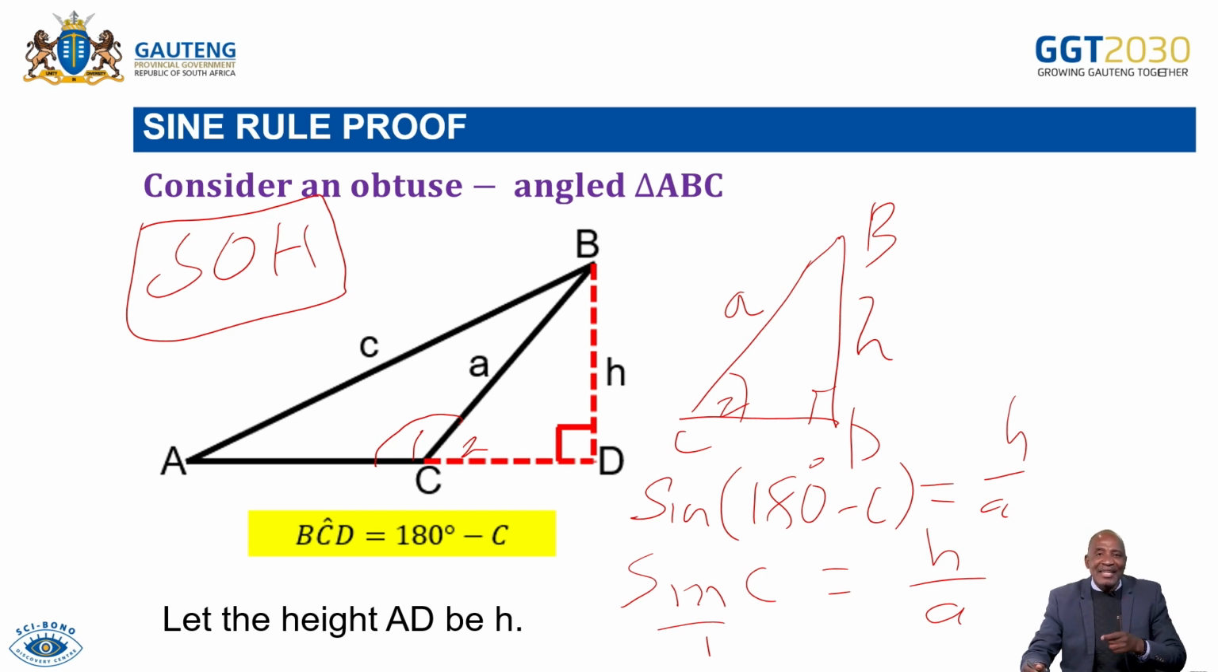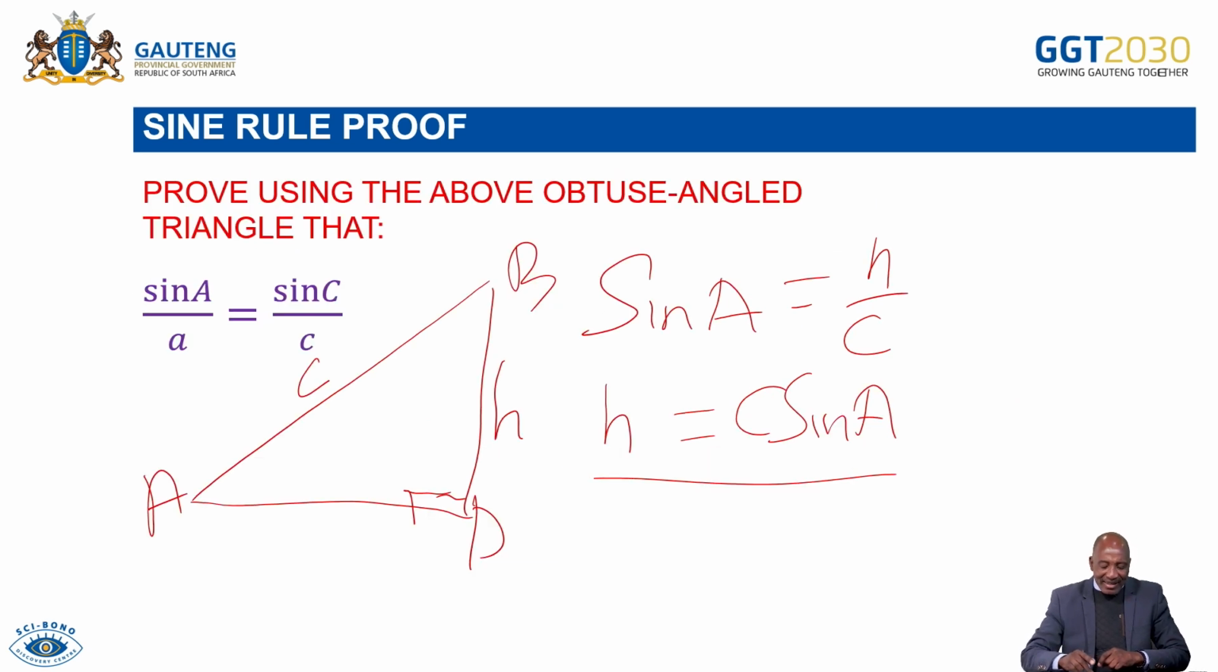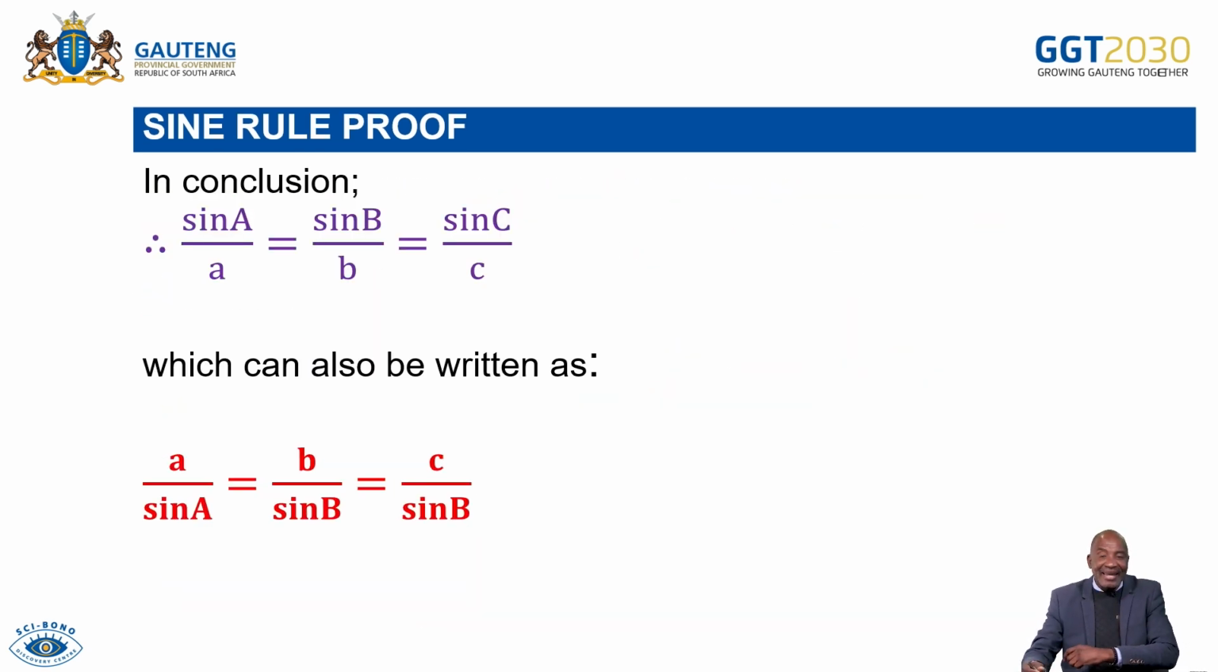At the end of the day, we are establishing that in any triangle, this is our conclusion. The sine of A divided by side A is the same as the sine of angle B divided by the corresponding side B, which is the same as sine of angle C divided by the corresponding side C.